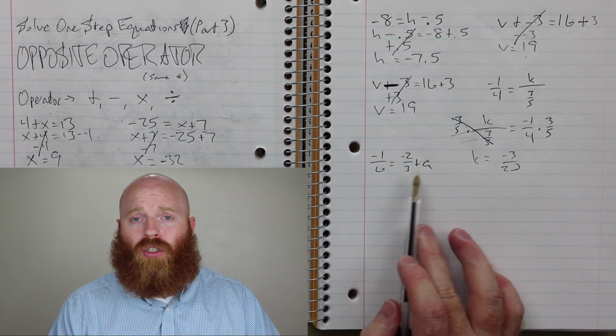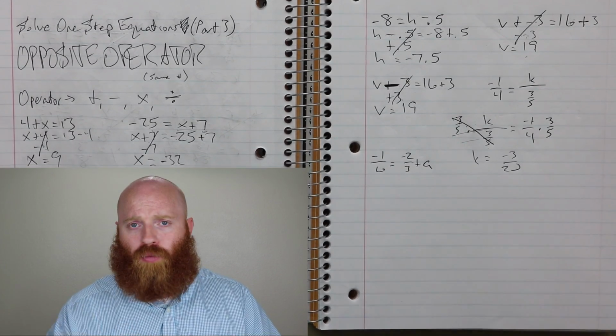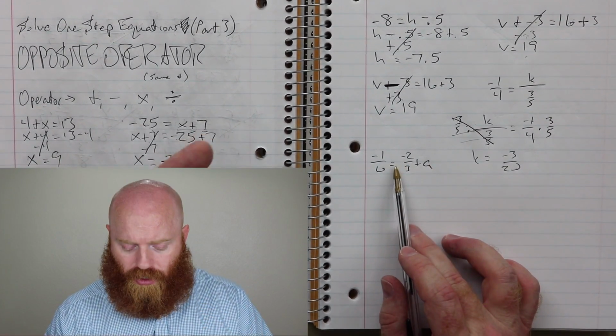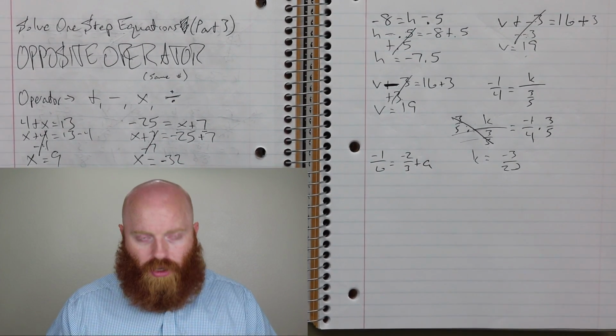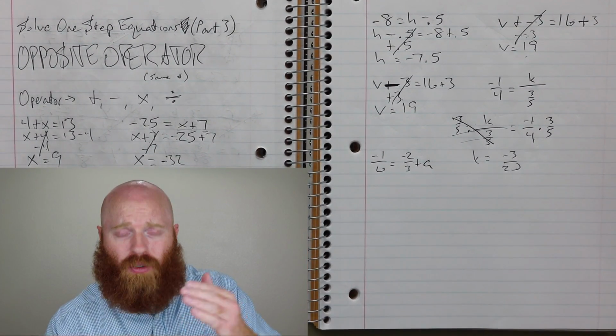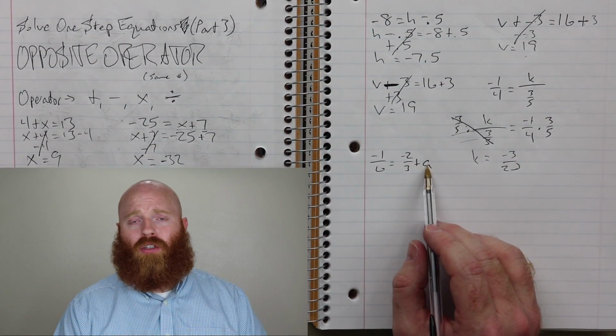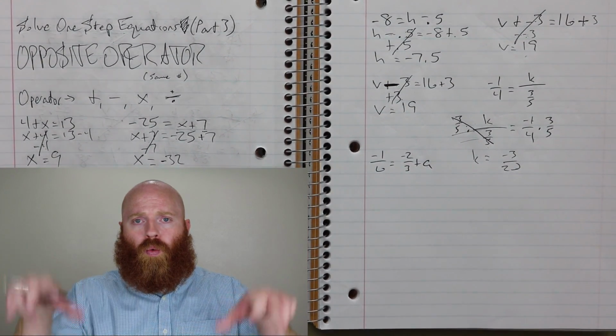-1/6 equals -2/3 plus a. I got lots of problems. I got the variable on the wrong side. I got fractions. I got negatives. I got big problems. All I got to do is set it up and then one step. Set it up, one step. To set it up, I recognize the a is on the wrong side. So I'm going to go.